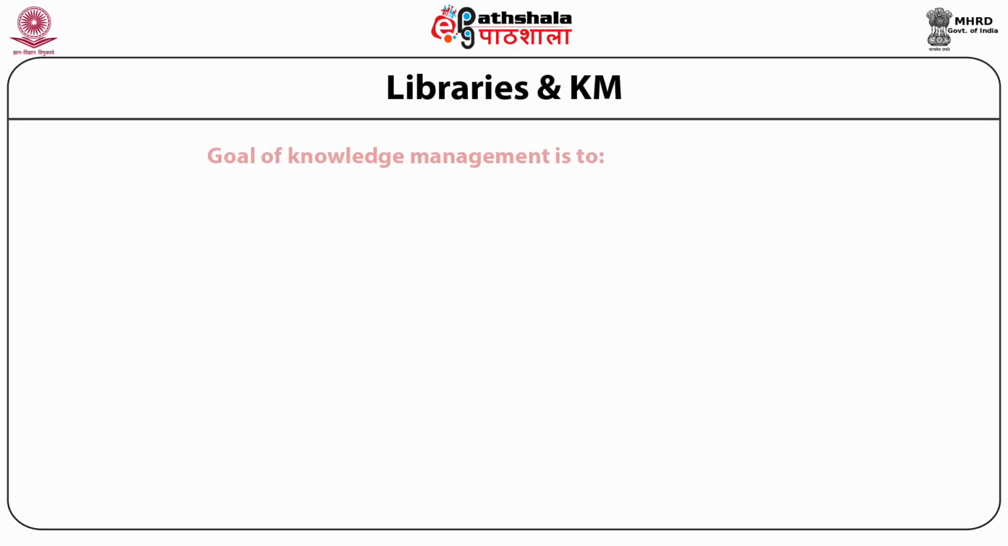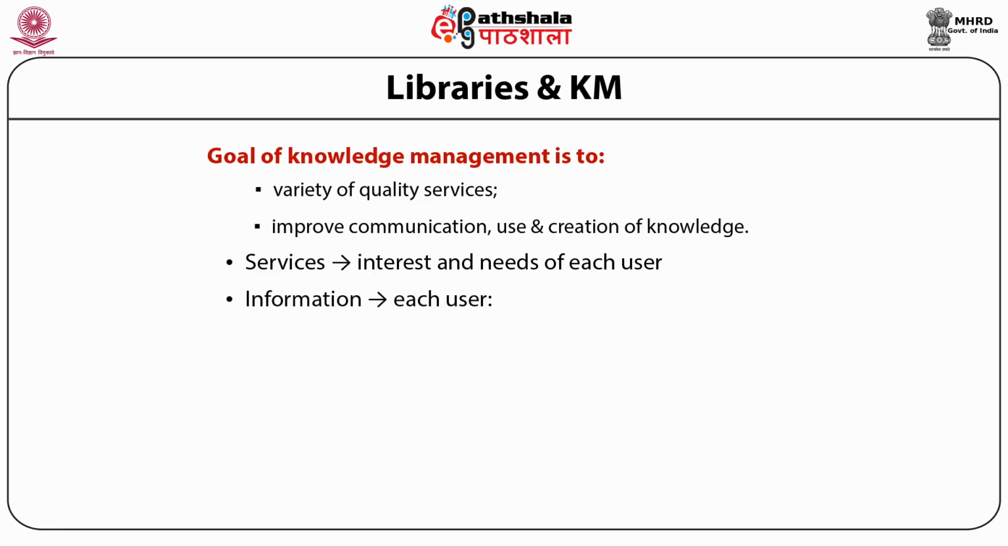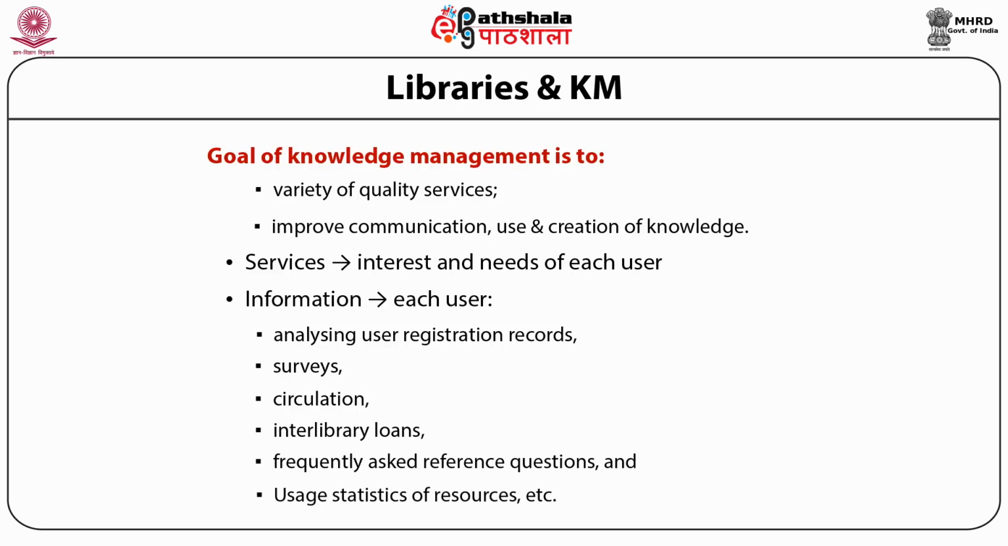The utmost goal of knowledge management is to provide users with a variety of quality services in order to improve the communication, use, and creation of knowledge. As much as possible, these services should be tailored to the interest and needs of each user. Information about each user can be obtained by analyzing the records of user registration, surveys, circulation, and interlibrary loans, and frequently asked reference questions, and the use of electronic journal resources and digital resources, etc.